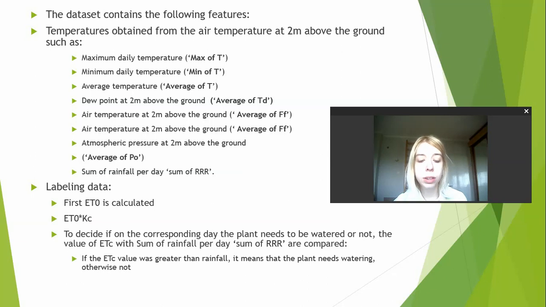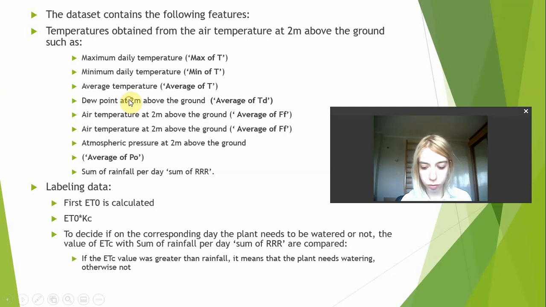So when we label data, we first calculated evapotranspiration, then we multiplied evapotranspiration with the coefficient of the culture that we want to cultivate, and then to decide if on the corresponding day the plant needs to be watered or not, the value of evapotranspiration of culture that we want to cultivate with the sum of rainfall per day are compared, and then we see if the plant should be watered or not.